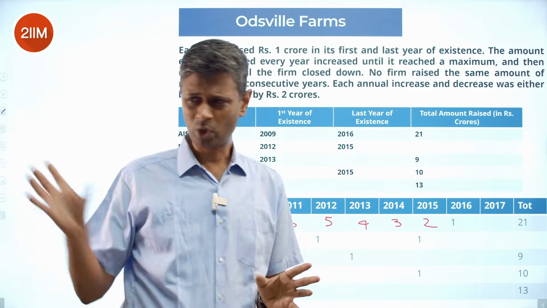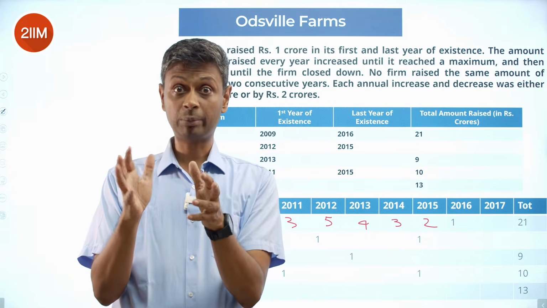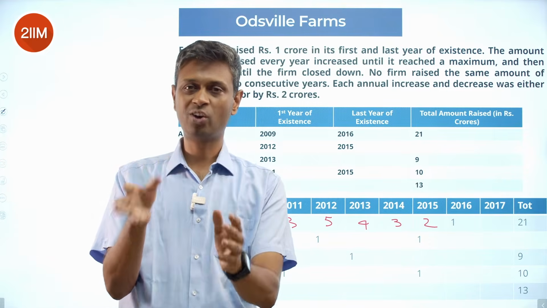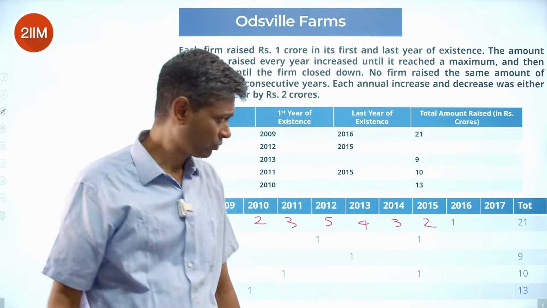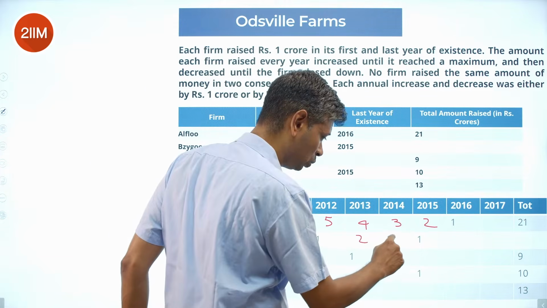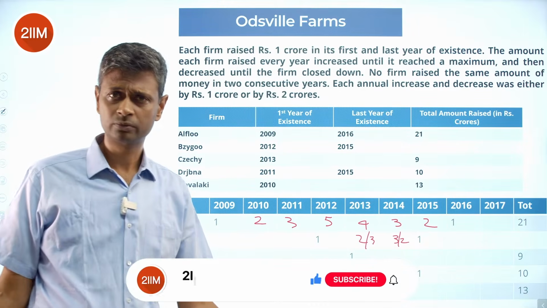Both work. 1, 2, 3 and 1, 2, 3, adding up to 6 plus 6, 12. The middle 2 years have to be 9. The total is 21. It could be 4, 5 or 5, 4. Only 2 possibilities. This one, 1 dash dash 1, it's either 1, 2, 3, 1 or 1, 3, 2, 1. One of the two.